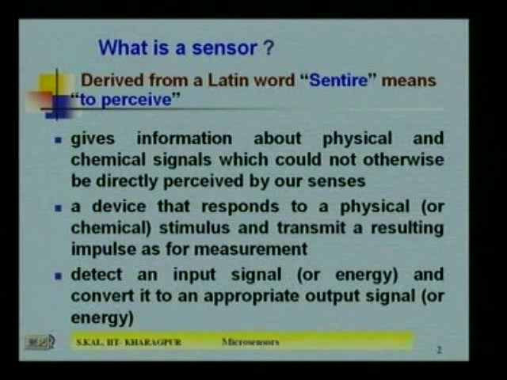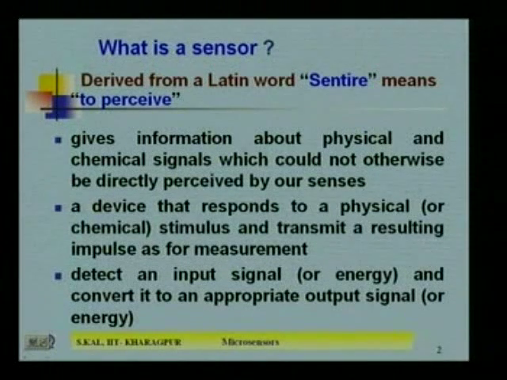First, let us see what sensor means. Sensor is a word that comes from the Latin word sentire, and that means to perceive. A lot of definitions are given for sensors. Basically, it gives information about the physical and chemical signals which could not otherwise be directly perceived by our senses. Some people define a sensor as a device that responds to a physical or chemical stimulus and transmits a resulting impulse for measurement.